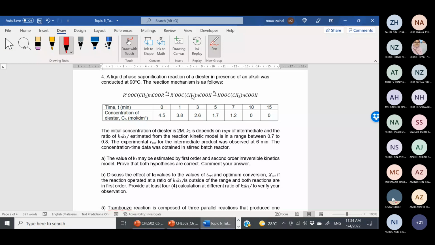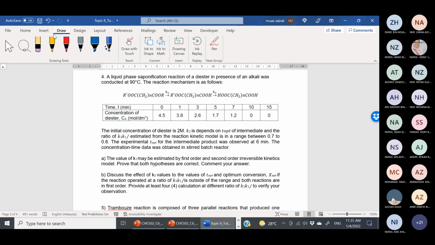Alright, and the ratio of K2 over K1 estimated from the reaction kinetic model is in range between 0.7 to 0.8.